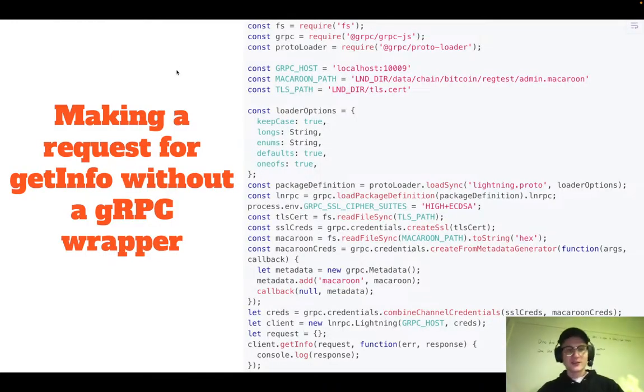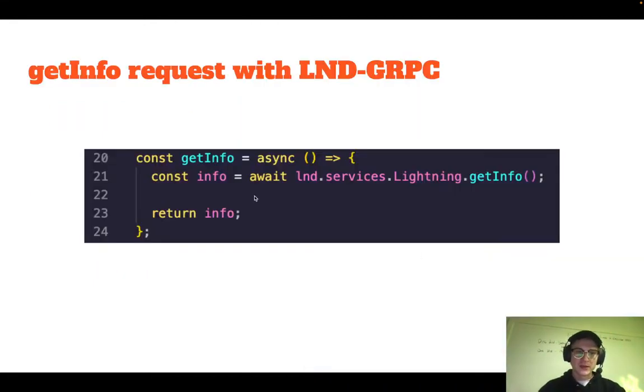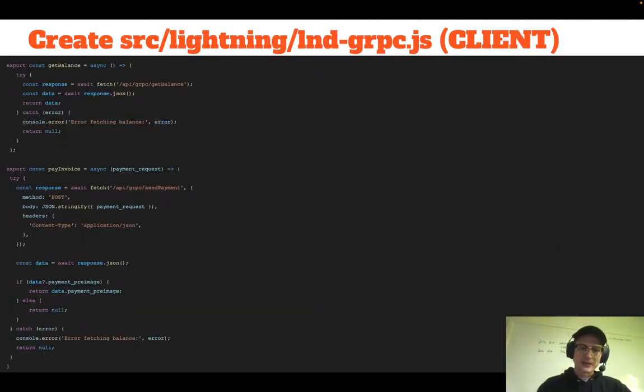So we looked at an example. This is like making a request for getInfo without a gRPC wrapper. It's all this code. But then getInfo request with LND gRPC. Look at how much more simple this is. It's basically one line of code. Right, so let's get this set up.